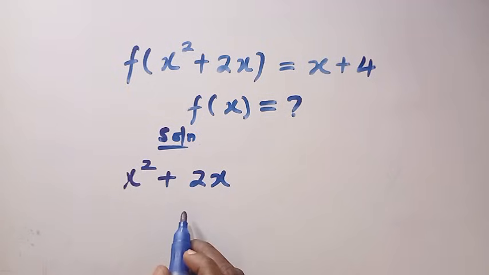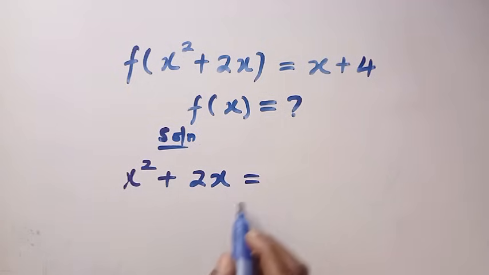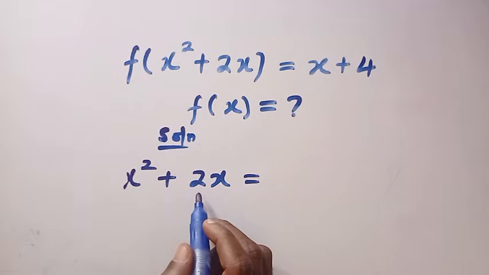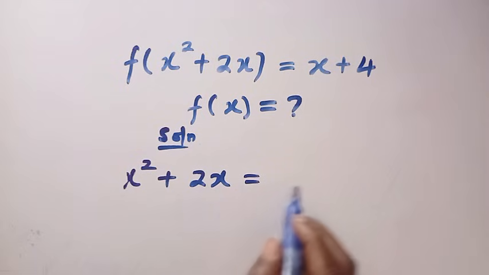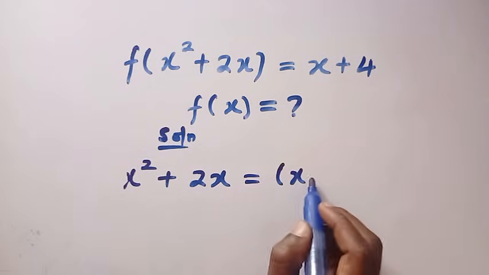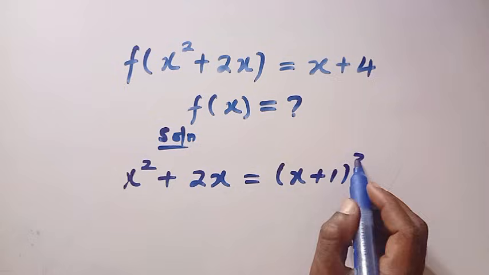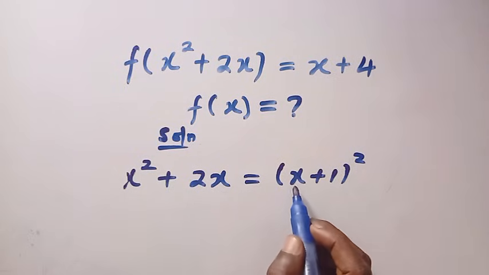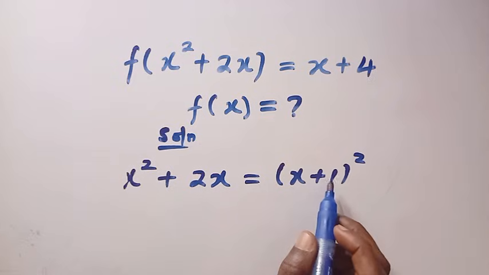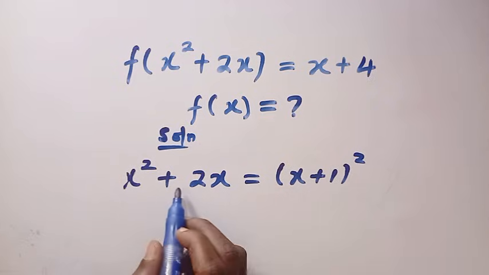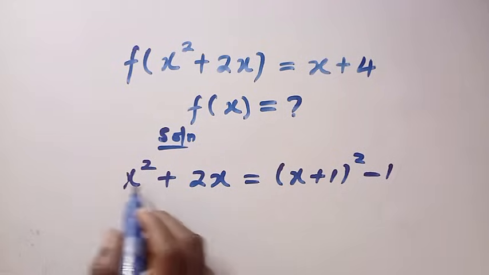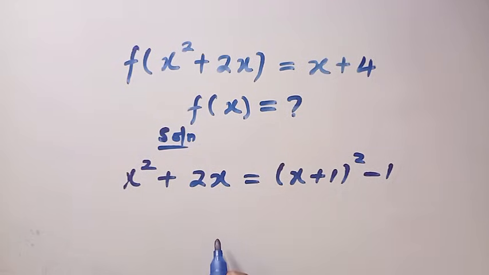So to make this a complete square, we are going to rewrite this as: if I divide this 2x by 2, we are going to have 1. Then I will just rewrite this as x plus 1 raised to power 2. Expanding this alone, we have x squared plus 2x plus 1. At this side, we have x squared plus 2x. I have to subtract 1 here to make this side and this side equal.